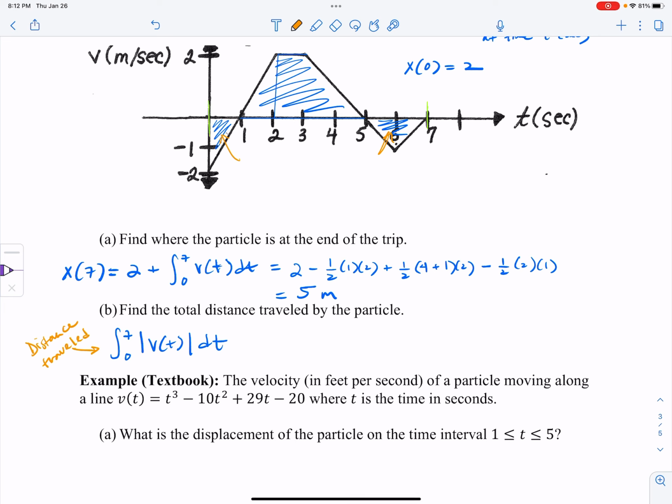So when you integrate the absolute value of the velocity function, that will end up representing total distance traveled over whatever the interval of time is. So in this case, that will be 1 plus 5 plus 1. So 7 meters.